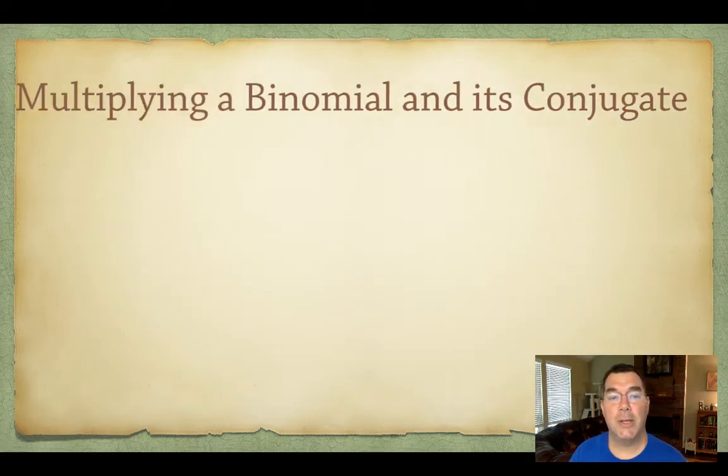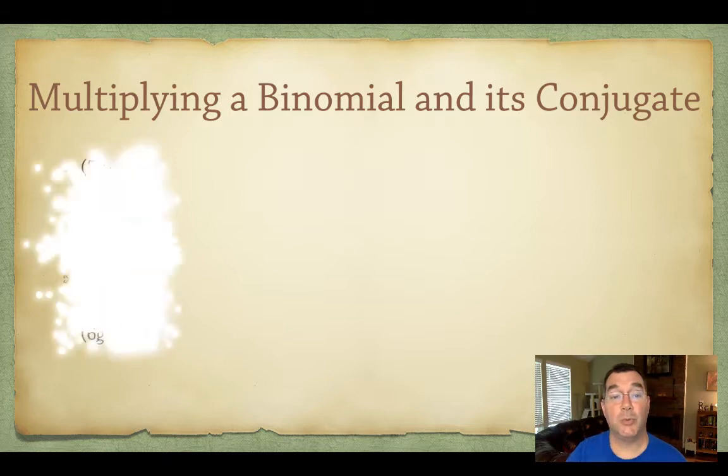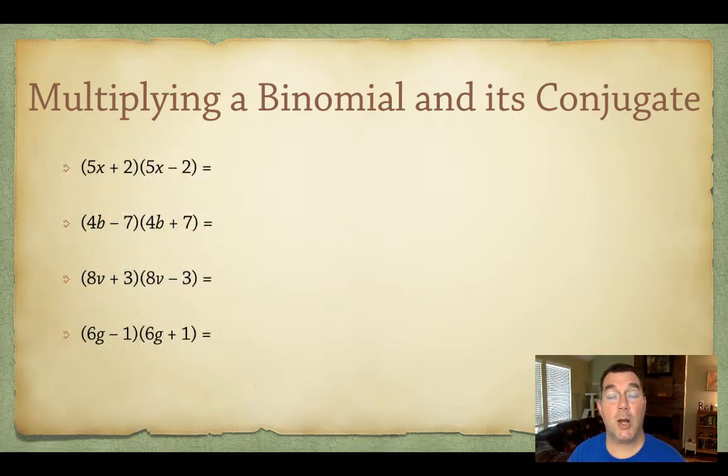All right, so let's do some examples now that we know what the rule is and we can save some time. So all I'm going to do is square the first term regardless of what the sign is, square the second term regardless of what the sign is, and put a minus in the middle. So 5x plus 2 times 5x minus 2. 5x squared is going to be 25x squared. There's a minus in the middle, and 2 times 2 is 4.